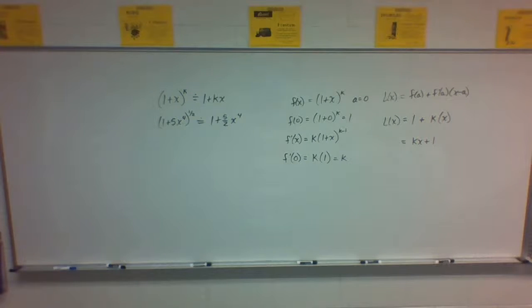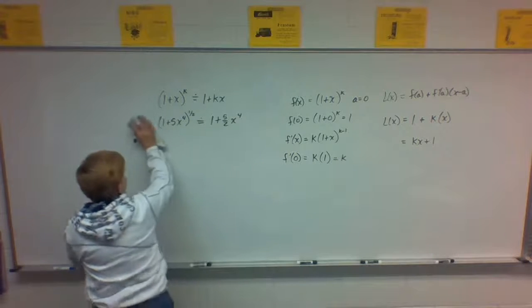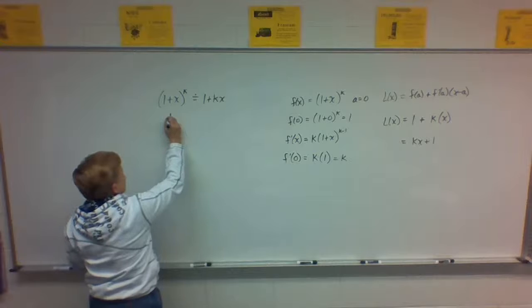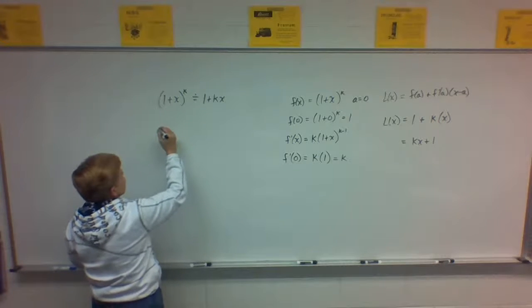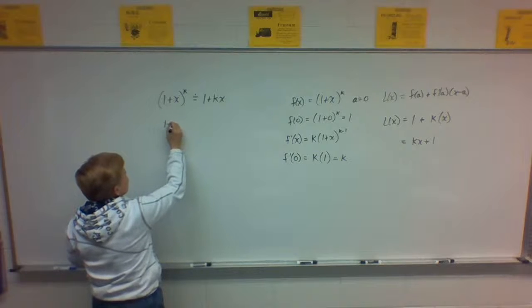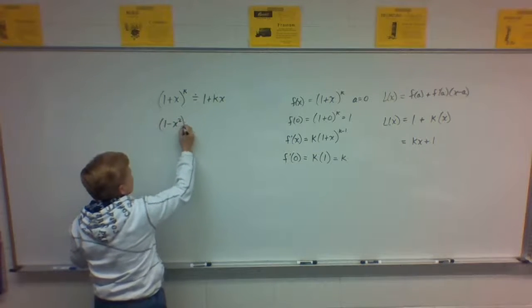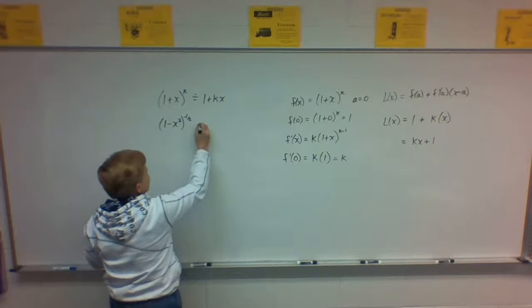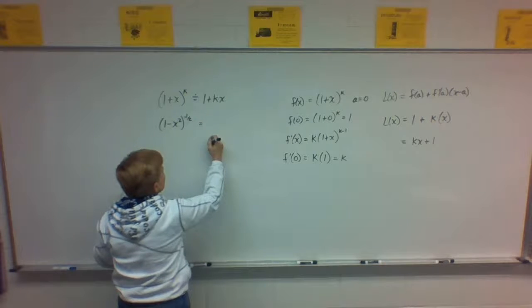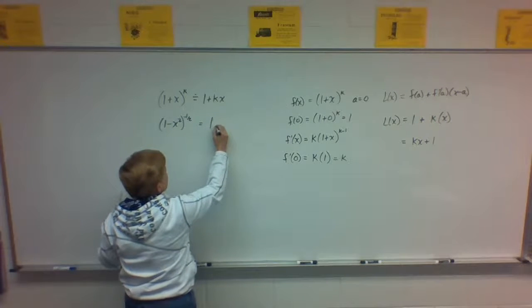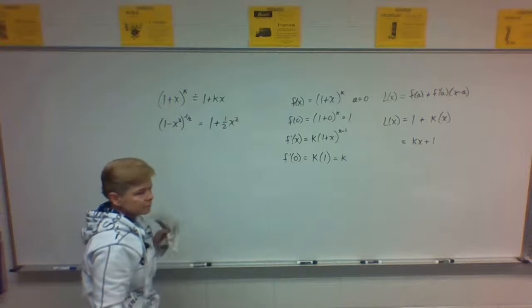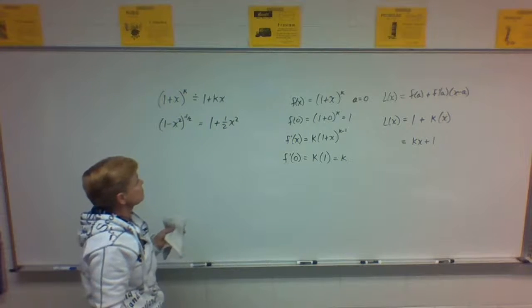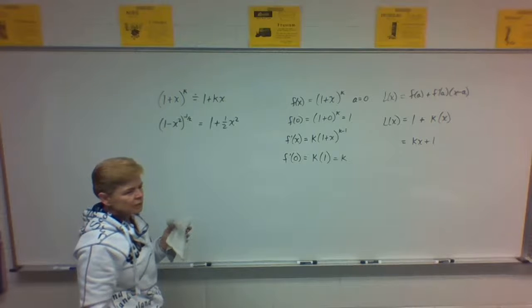Okay, the next one is 1 over the square root of 1 minus x squared. So it would be 1 minus x squared to the negative 1/2, which would be 1 plus 1/2 x squared as its linearization. Does that make sense to you?